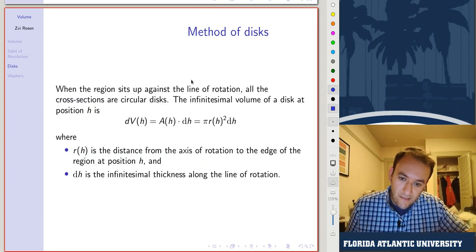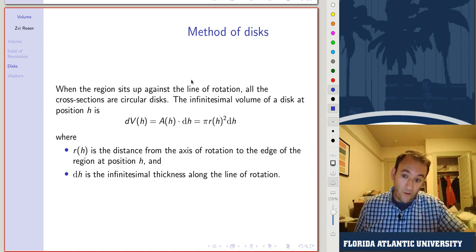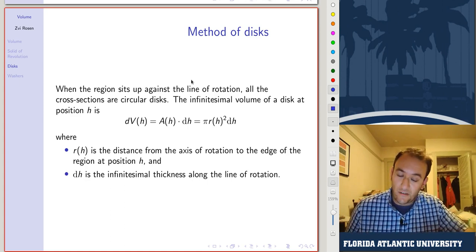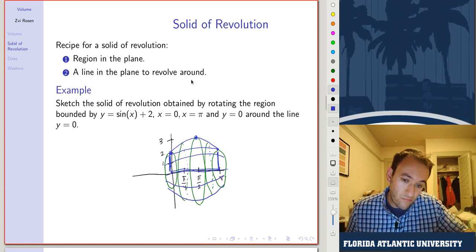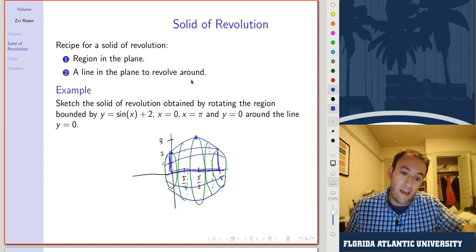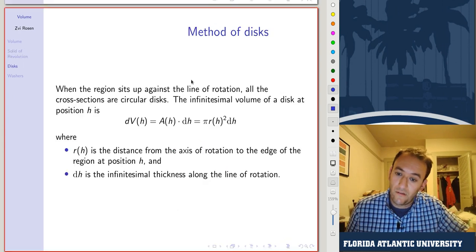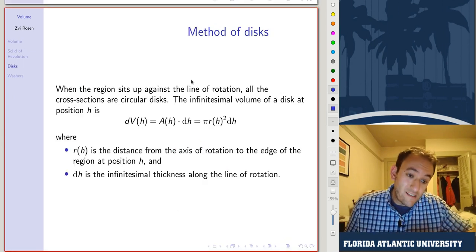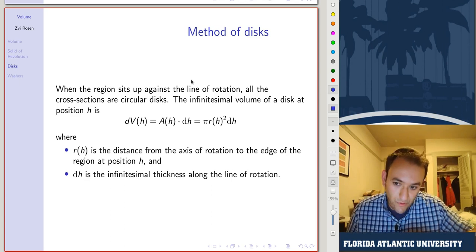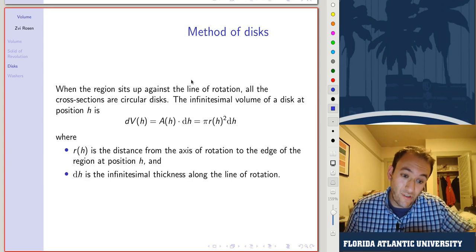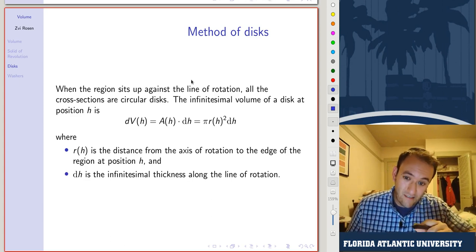So the method of disks, which is how to compute the volume of a solid of rotation, a solid of revolution, is used when the region sits up against the line of rotation, like in this example that we just saw, where the bottom of the region was also the axis of rotation, which we were spinning around. All of the cross sections are circular disks. And the infinitesimal volume of a disk at position h is given by dV, the infinitesimal volume, equal to the cross-sectional area times an infinitesimal thickness.